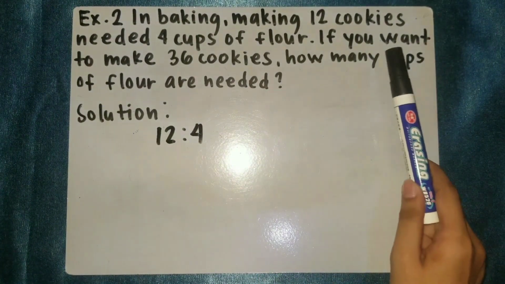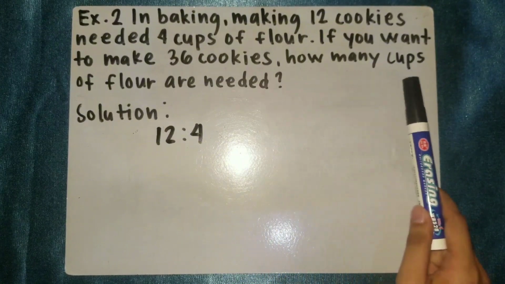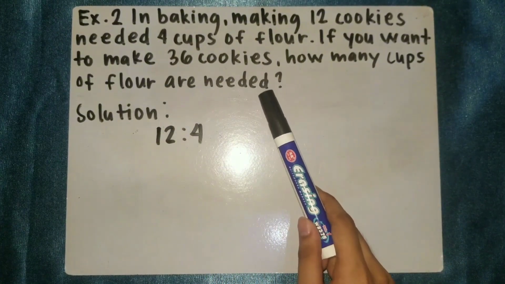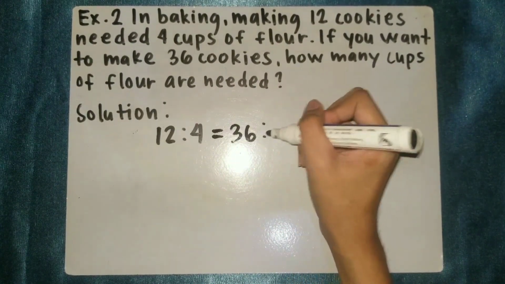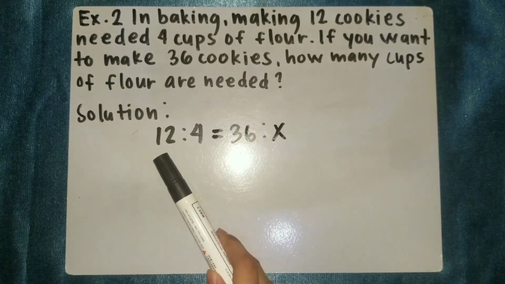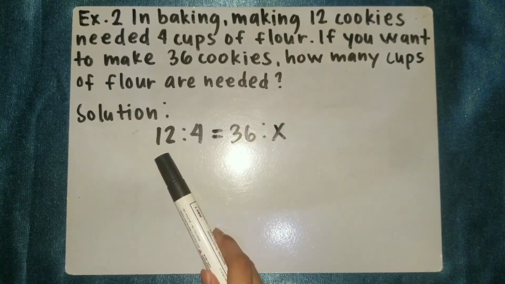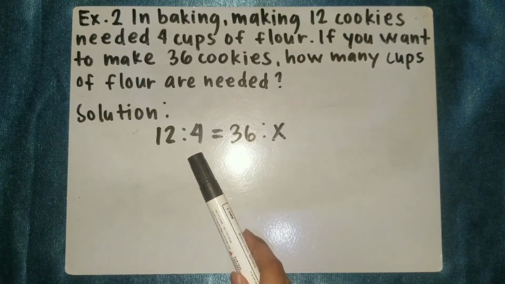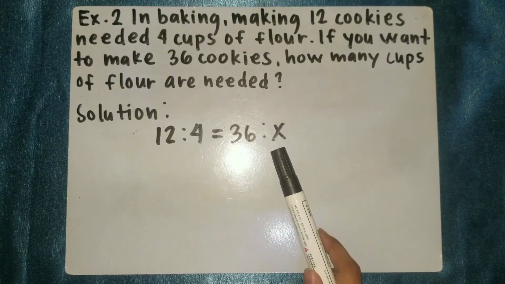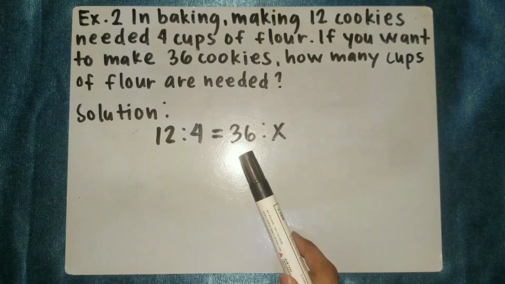Then next, if you want to make 36 cookies, how many cups of flour are needed? Ito naman yung magiging second ratio natin. Equal 36 cookies is to x. Ang first term ng ating first ratio ay tumutukoy sa bilang ng cookies. Ang first term din ng ating second ratio ay tumutukoy sa bilang ng cookies. Ang second term naman ng ating first ratio ay tumutukoy sa bilang ng cups of flour. Ang second term naman ng ating second ratio ay ang missing term, which is kailangan nating hanapin yung bilang ng cups of flour na kakailanganin upang makagawa ng 36 cookies.